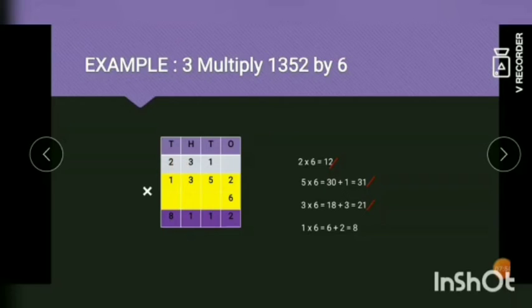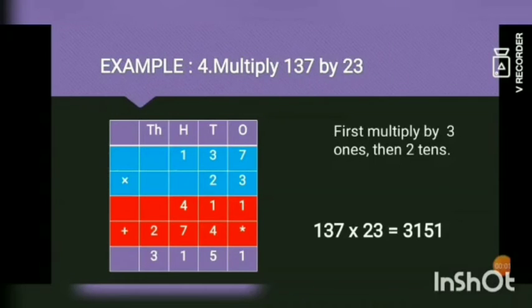So next we multiply the thousand place value. 6 ones are 6. So we add the carry over value. So 6 plus 2 equal to 8. So we write the number 8 in thousand place. So finally we get the answer 8112. Next we see another example.